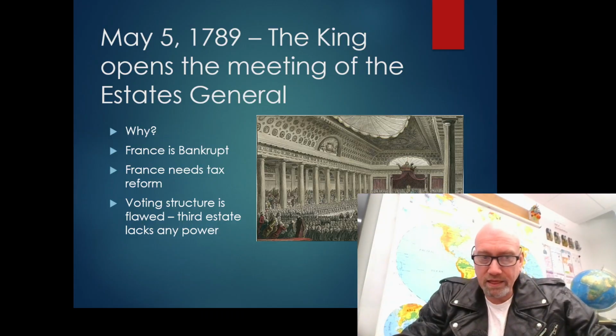Why did the king open the meeting of the Estates General? France is bankrupt. France needs tax reform. The voting structure is flawed. The Third Estate, which is most of the population, somewhere between 90 and 97% of the population, only gets 1/3 of the voting power. And the Second and First Estate, somewhere between, let's say, 5 to 3% of the population, gets 66% of the voting power.